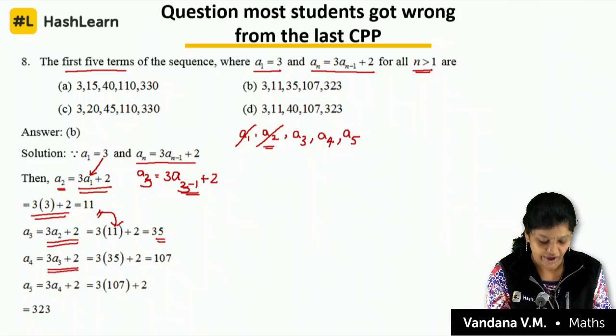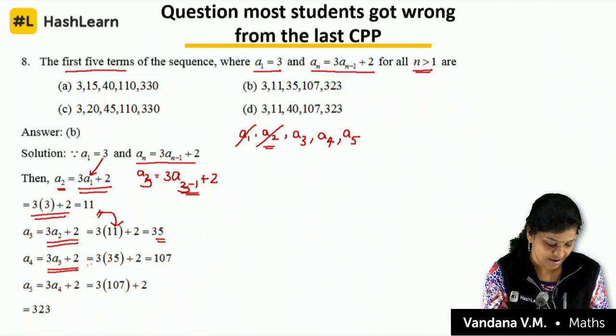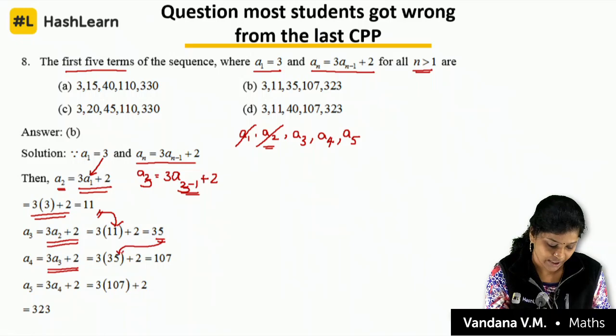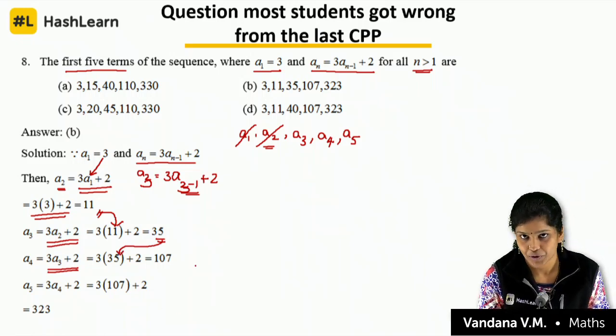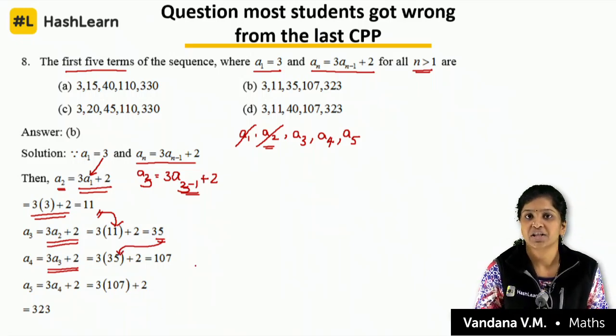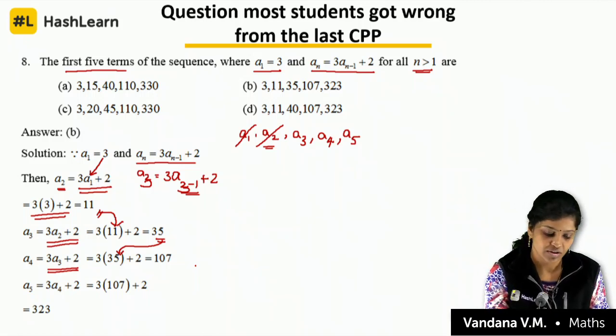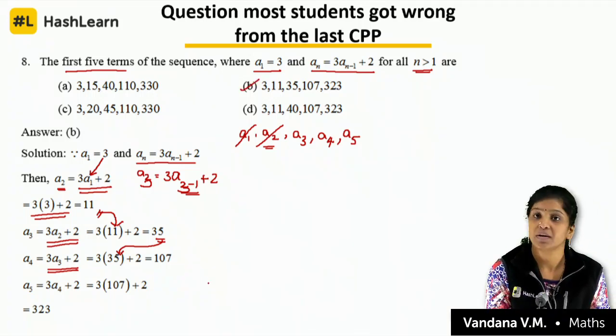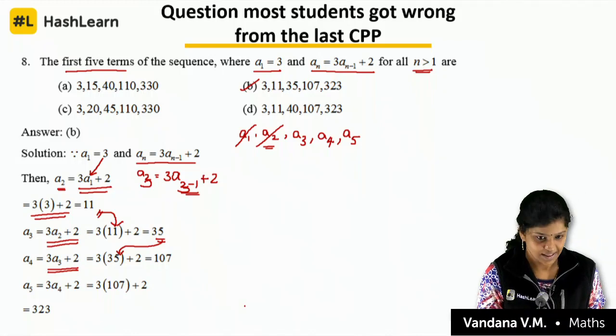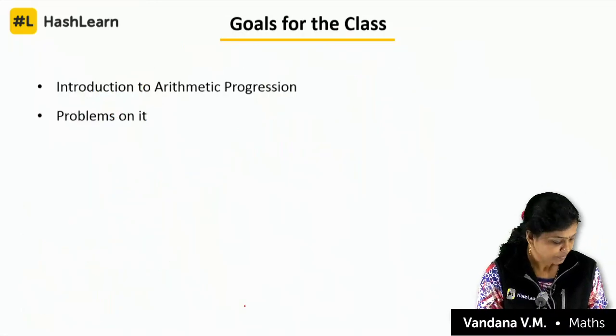This is also in the same way. 3A3 plus 2. That value you write here. So like this, if you substitute, we will get the first 5 terms. Clear, children? So which option is this? Option B. Clear? Yes. Next.